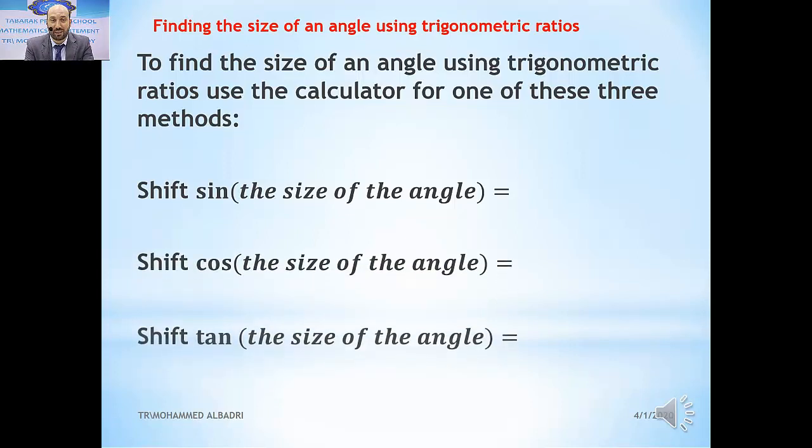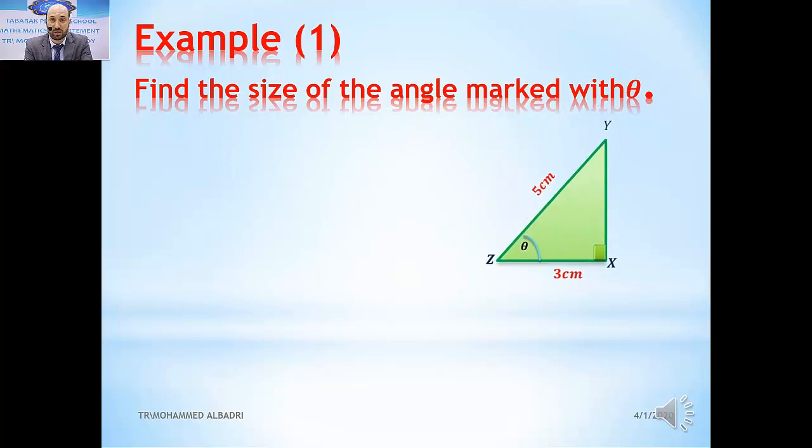So we have the first exercise. Example 1, find the size of the angle marked with theta. Here we have a triangle XYZ, and the chosen angle is Z. Z lies between two sides. The longest is 5, the hypotenuse, which is YZ, and the shortest is XZ, which is 3 centimeters, the adjacent.